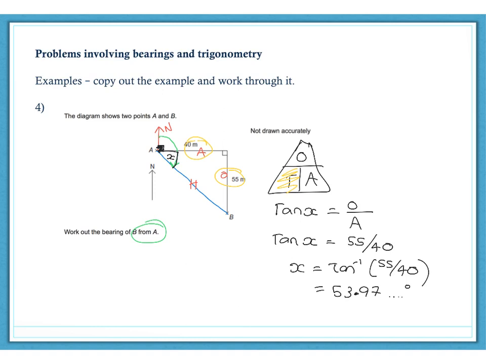So the bearing of B from A is equal to 90 plus the value of x, which comes to an answer of 143.97, etc. And again, we want to round it to the nearest whole degree, as bearings are given as 3 figures.